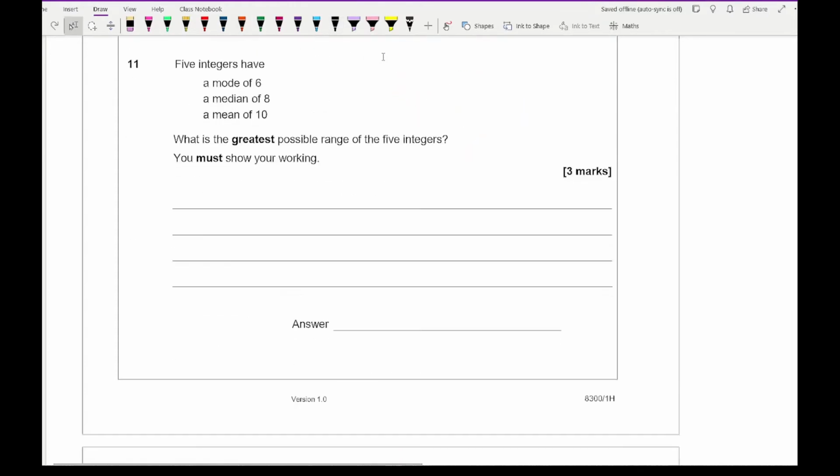Moving on to question 11, it says 5 integers have a mode of 6, a median of 8, and a mean of 10. And it says what is the greatest possible range of the 5 integers? You must show your working. So for this, let's start by doing our 5 dashes. Now, a mode of 6, we'll start with the median. So our middle number has to be 8. And with a mode of 6, I've got to have at least 2 6s.